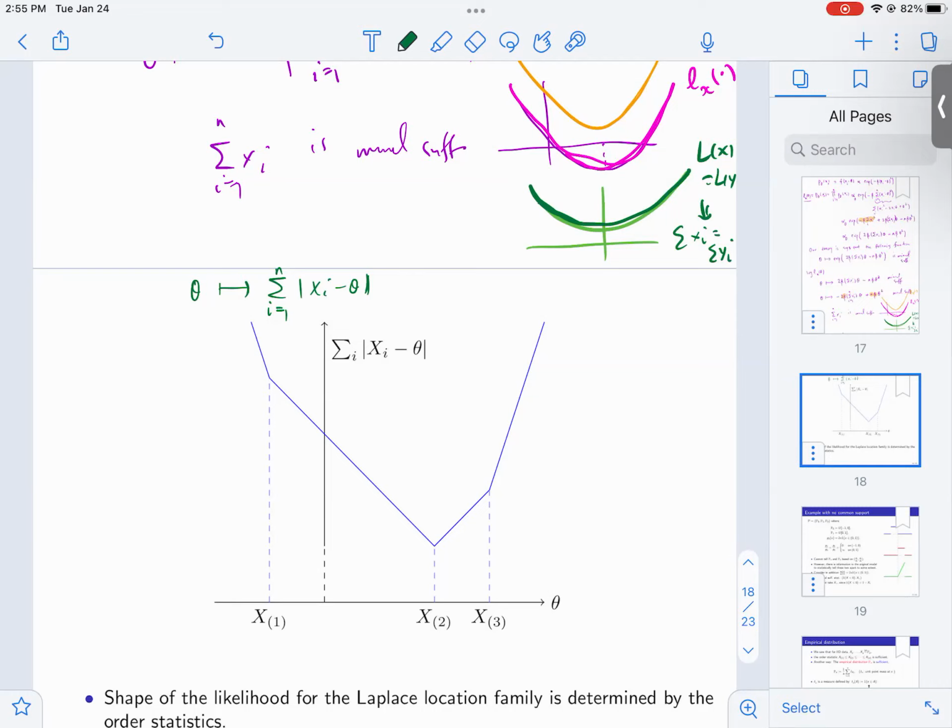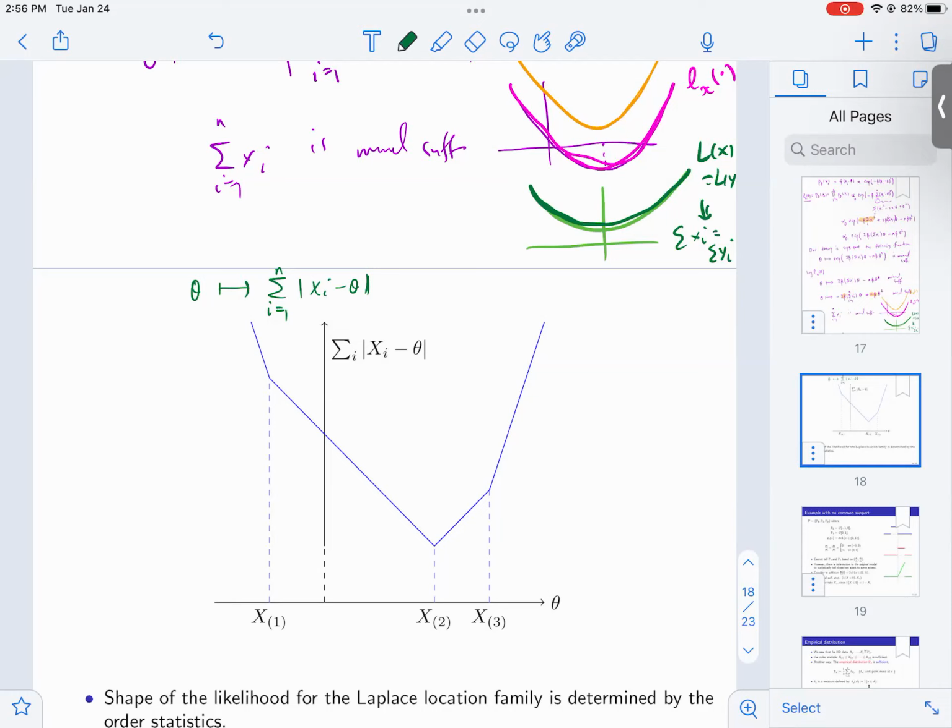I can't recover the original data because I don't know whether the first one that I see is x2 or x1. I just see the smallest one, then the second smallest one, and then the largest one. So I can recover the original data up to the order. I can't recover the order. And if you give me the order statistic, I can just reconstruct this function. You can easily plug it in and apply it.